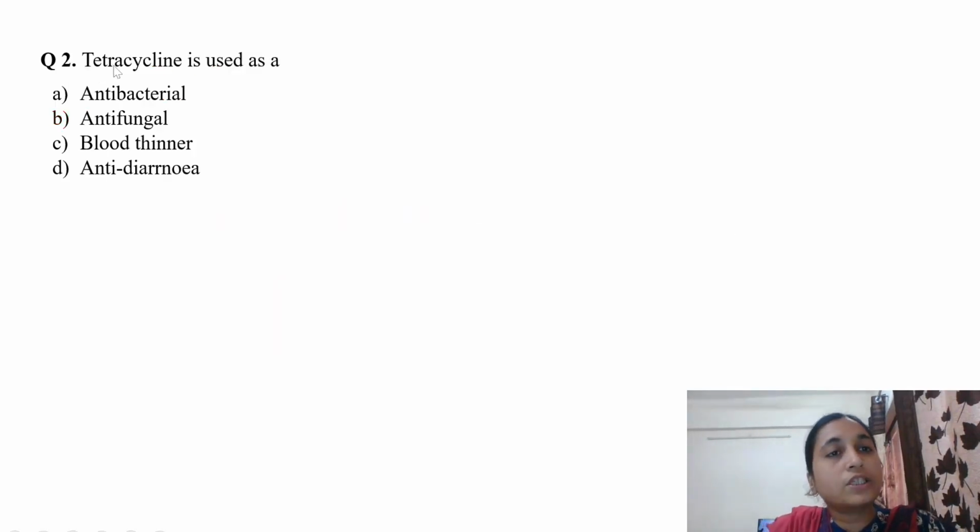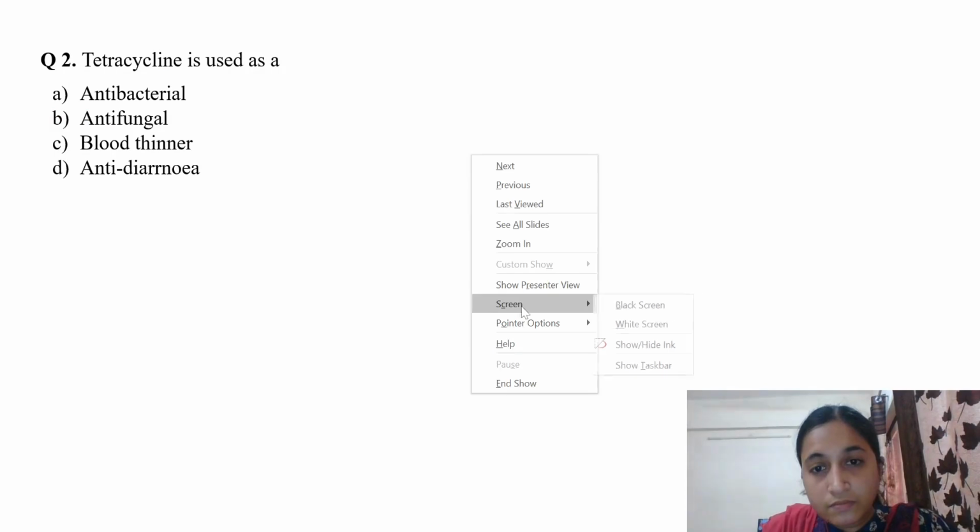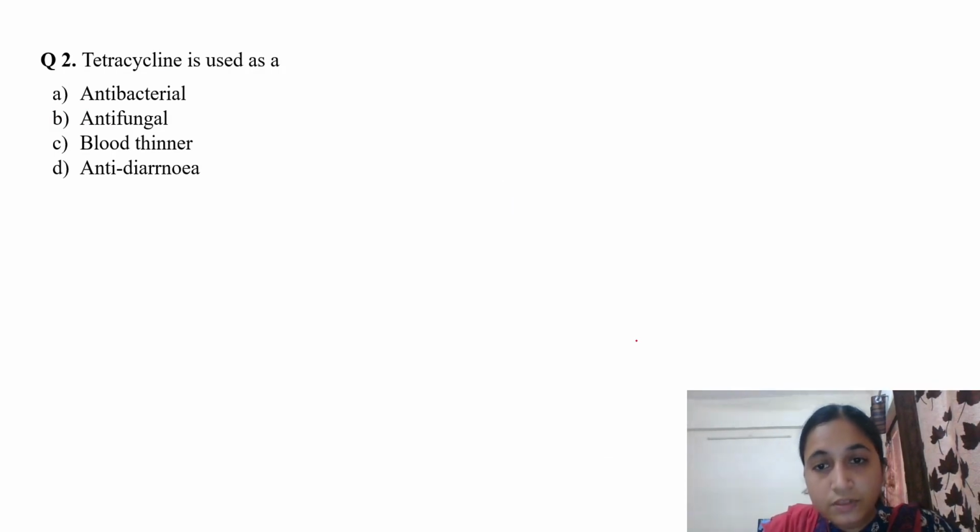Drug metabolism predominantly takes place in the liver. Now come to question number two. Tetracycline is used as, what is this tetracycline? Tetracycline is an antibiotic, so it is used as an antibacterial. So the answer will be antibacterial.